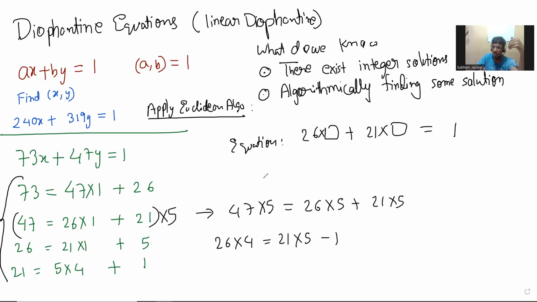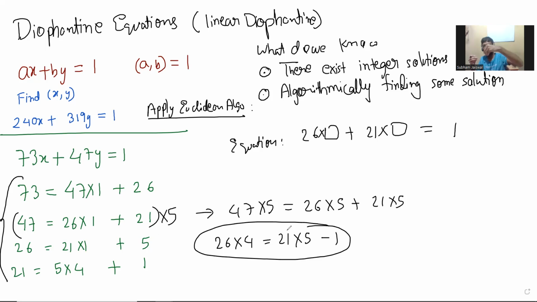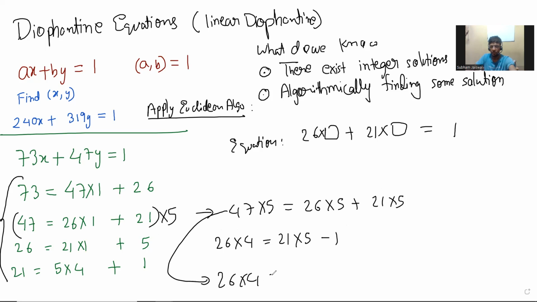I am substituting the value of 21 from this equation into the previous equation. And for that, I need 21 times 5, right? So now I can substitute. If you substitute this, then what do you get? What does this become? This is 47. I am substituting the value of 21 times 5. So it becomes 26 times 4 plus 1.